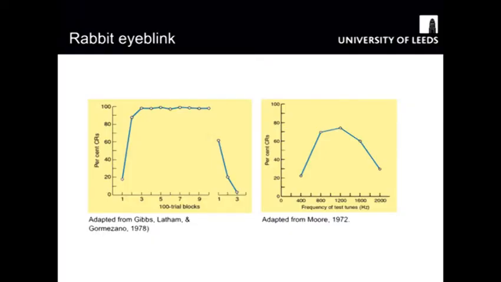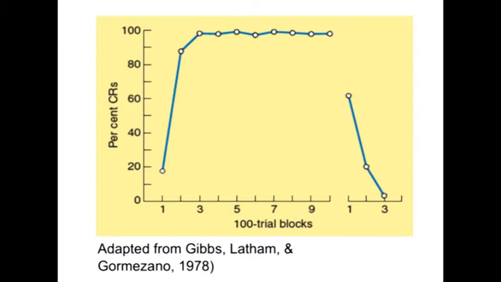Here you can see some graphs which show the results of an eye blink conditioning experiment. On the left you can see a graph which shows the acquisition of the eye blink, and it shows the percentage of trials that have got the eye blink.